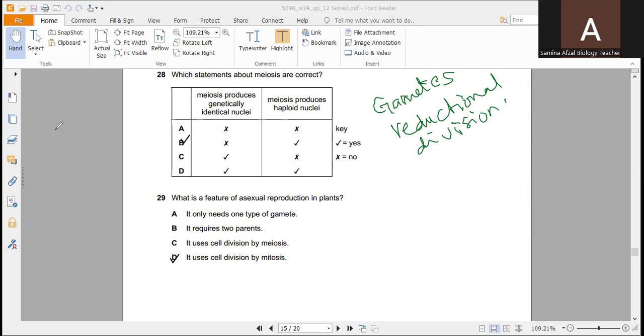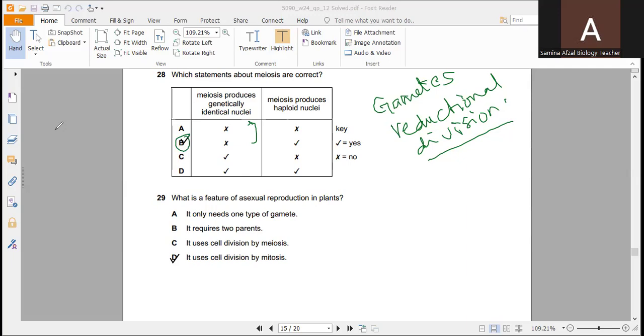So meiosis produces genetically identical nuclei? It takes place in the sex cells. It helps to produce the variations. So it will not produce genetically identical nuclei. Meiosis produces haploid. Yes, it reduces the chromosome number, so it is called reductional division. So according to this, B is the correct answer.